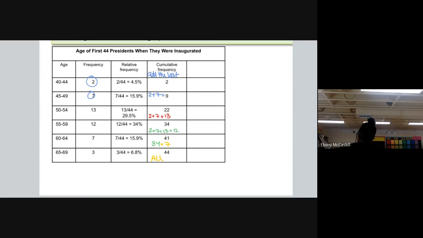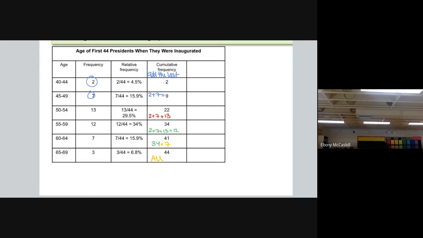Cumulative, like a cumulative grade is all of your grades together. So in order to find your cumulative frequency, I added the previous numbers from the last table. Let me know if you need me to state that again. All right, now let's do the next step. Is everybody good at where I got 2, 9, 22, 34, 41, and 44 from?